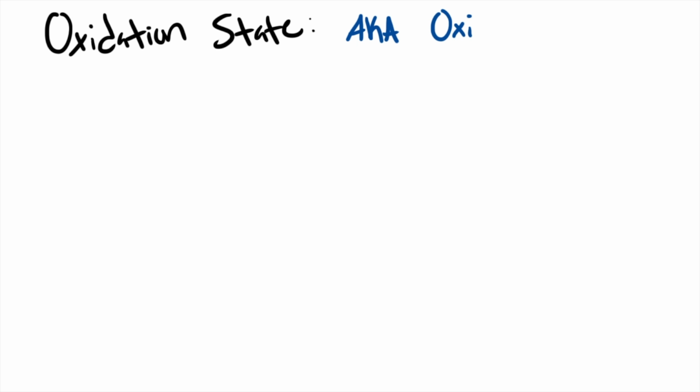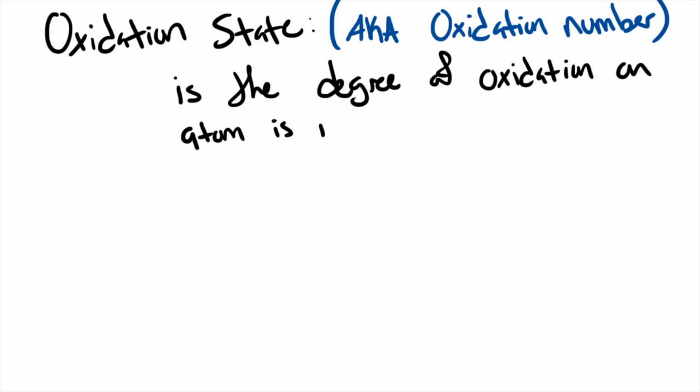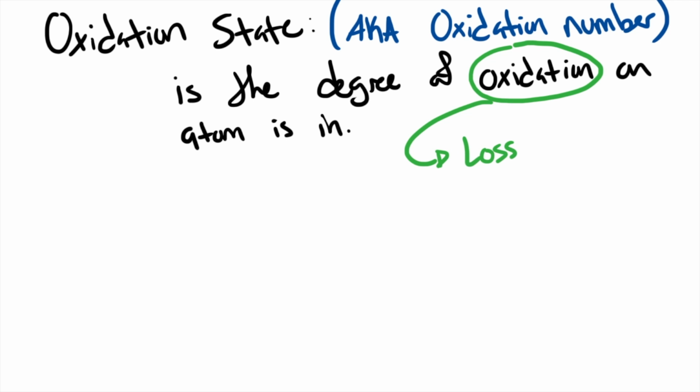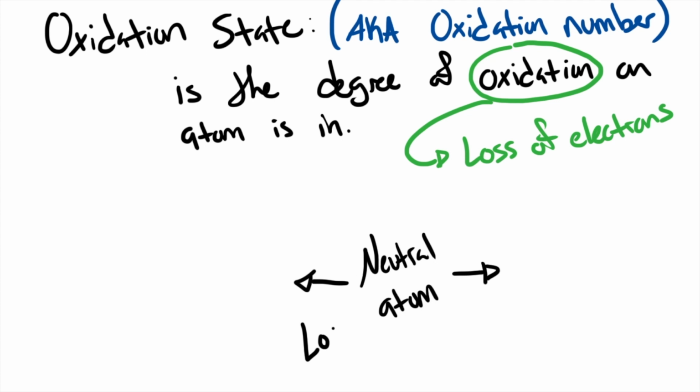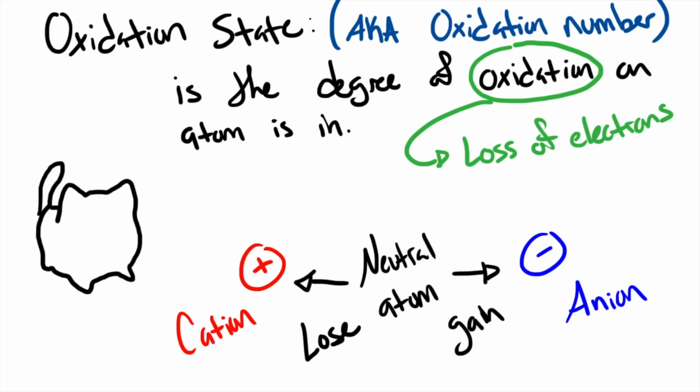An oxidation state, also known as an oxidation number, is the degree of oxidation that an atom's in. Oxidation is nothing more than just losing electrons. We know that atoms can lose or gain electrons. If they gain electrons, they have a negative charge and they're called anions. If they lose electrons, they have a positive charge and they're called cations. A real simple way to think about oxidation state is just the charge. And really, the oxidation state of an atom is just what charge it needs to be the most stable.